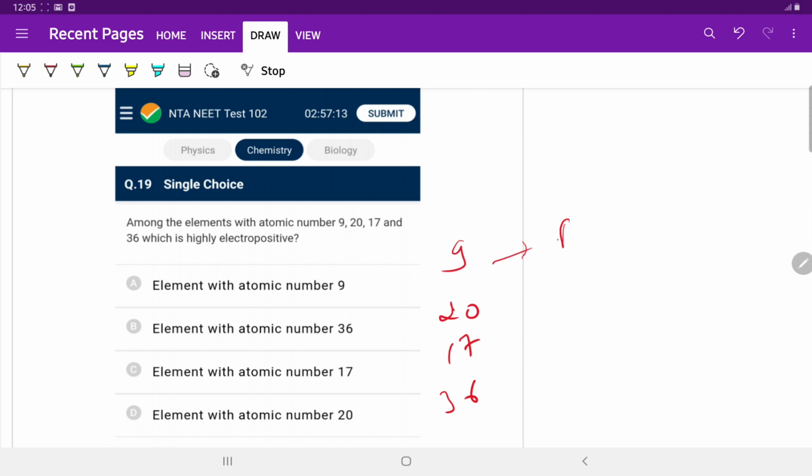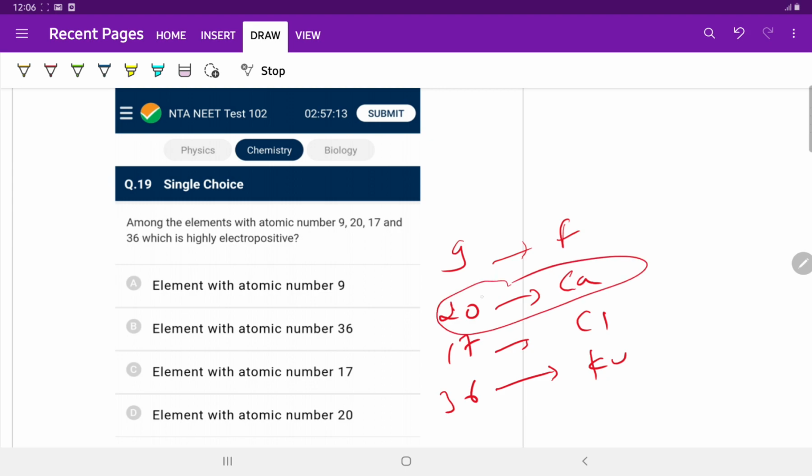9 is for fluorine, 20 for calcium, 17 for chlorine and 36 for krypton. Highly electropositive is calcium, an alkaline earth metal. So the answer is D for question number 19.